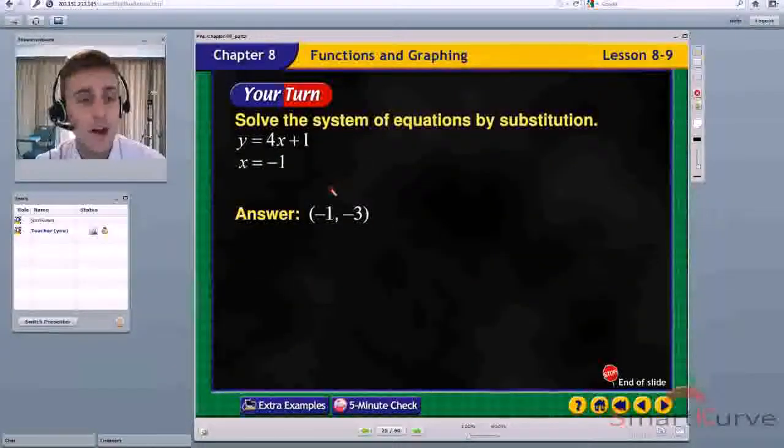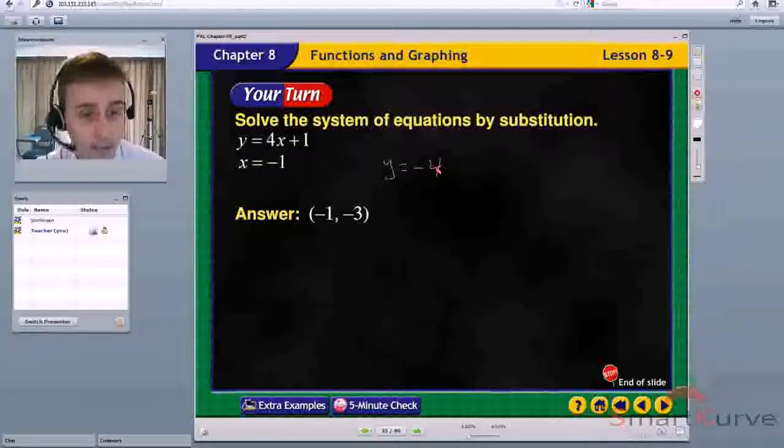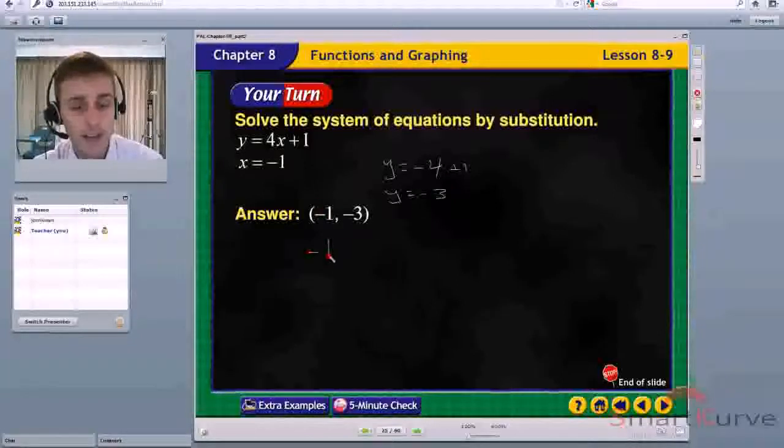Now, y equals 4x plus 1, x equals negative 1. All we have to do is substitute this x into the equation. Y equals 4 times negative 1, which is negative 4, plus 1. Y equals negative 3. So we know x is negative 1, y is negative 3.